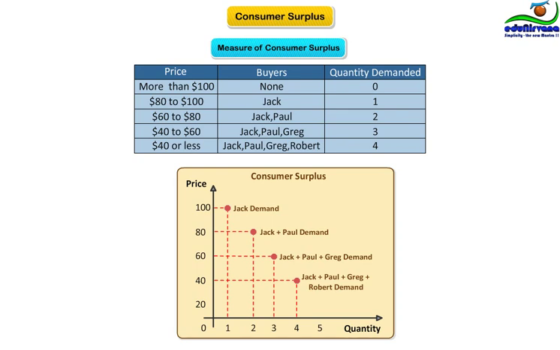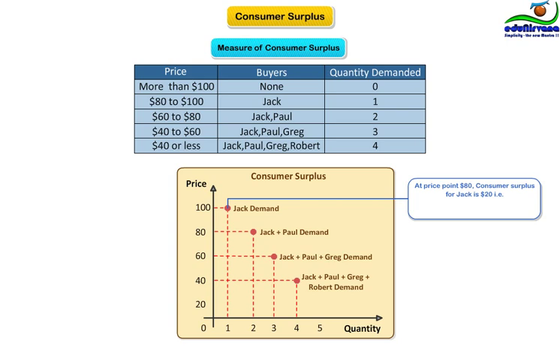Let's now measure the consumer surplus at each price point of the demand curve. In the above graph, we can see that at the price point of $80, the consumer surplus for Jack is $20. That is, willingness to pay minus actual price, which is 100 minus 80, results in $20. As the prices decrease, the consumer surplus increases because of the greater perceived value to the existing customers and also because of the addition of new customers whose threshold is now above the price.